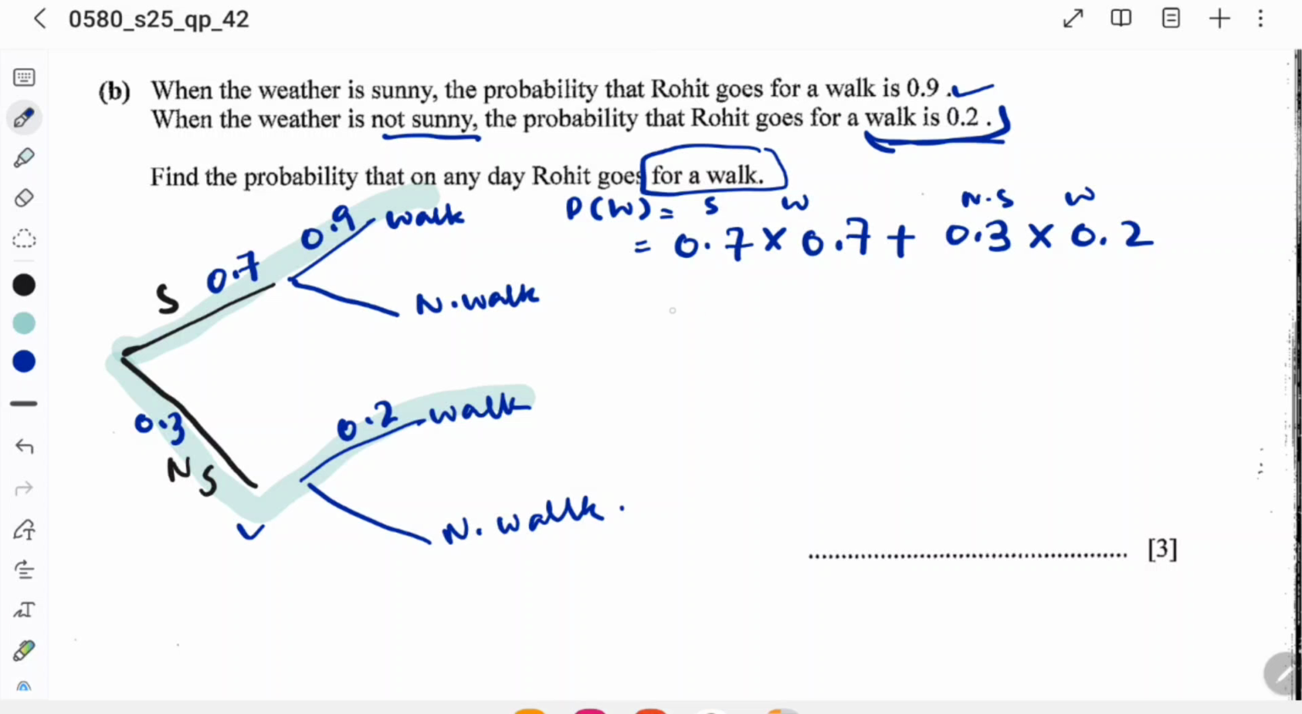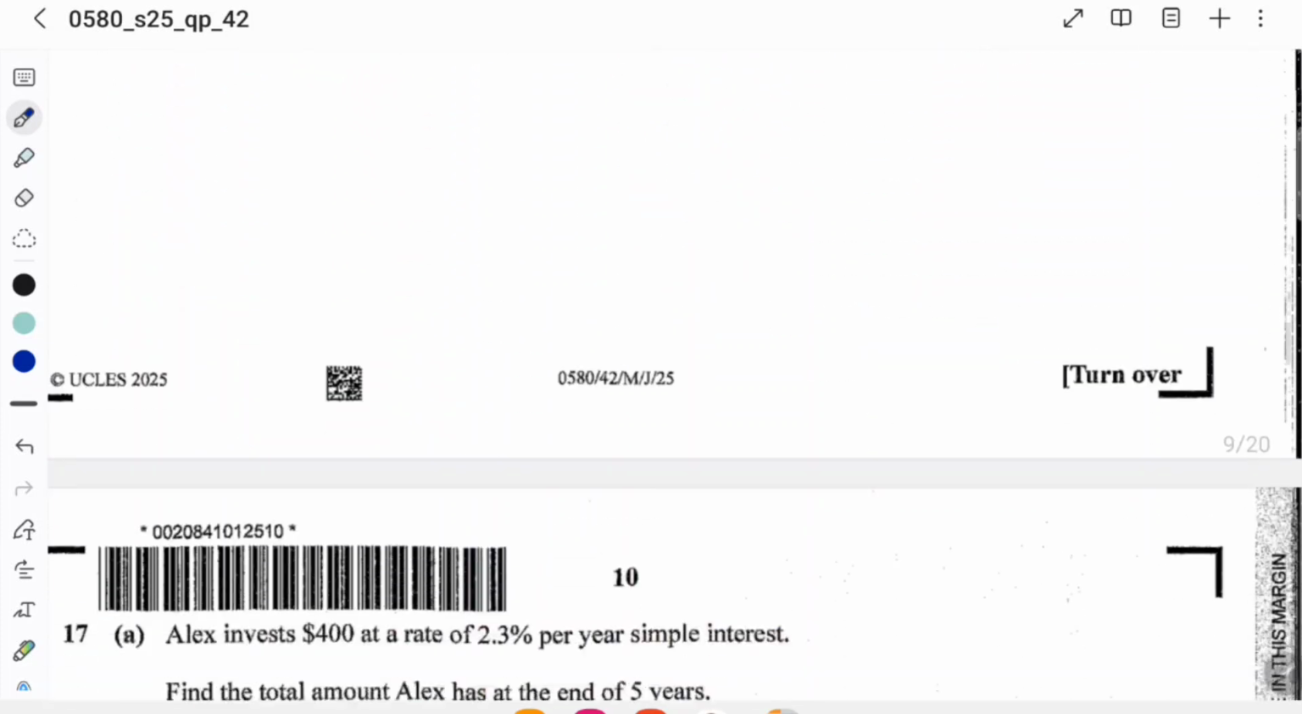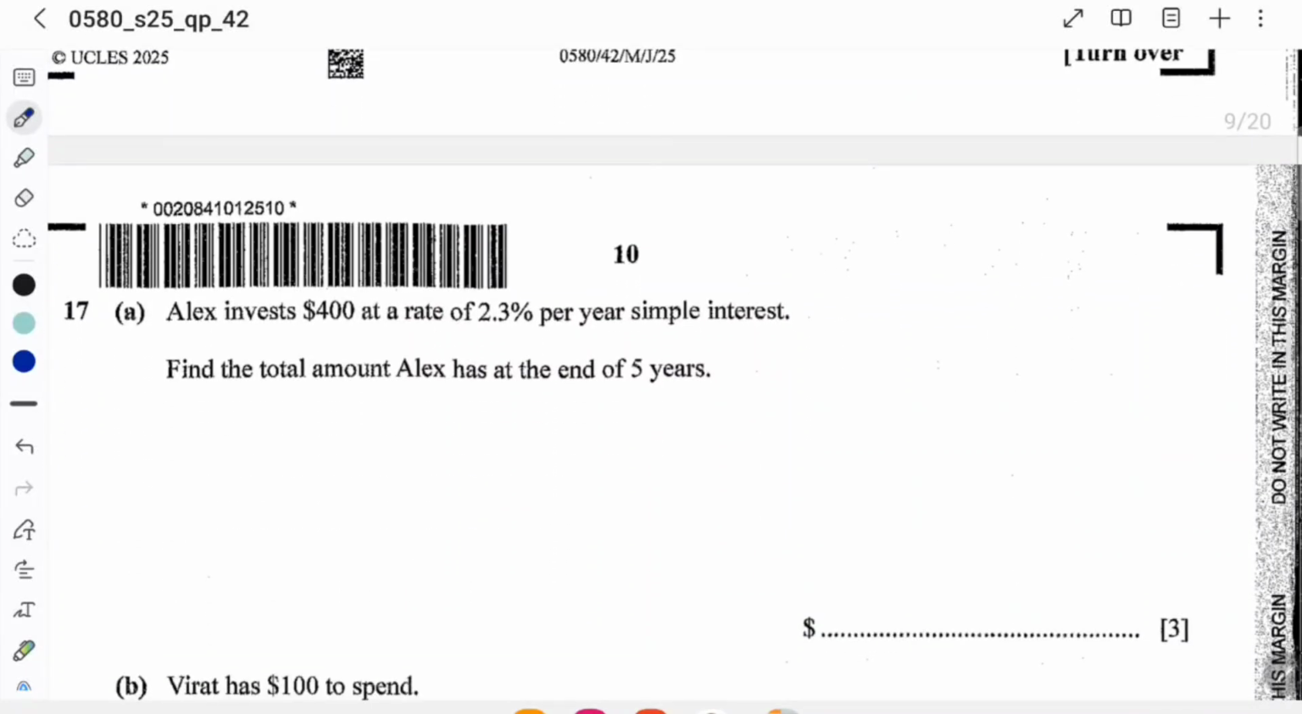So 0.7 into 0.9 is 0.63, and 0.3 into 0.2 is 0.06, which gives 6 and 3, which is 9, and 6, so 0.69. 0.69 is the answer for this question. Okay, let's move to question number 17.